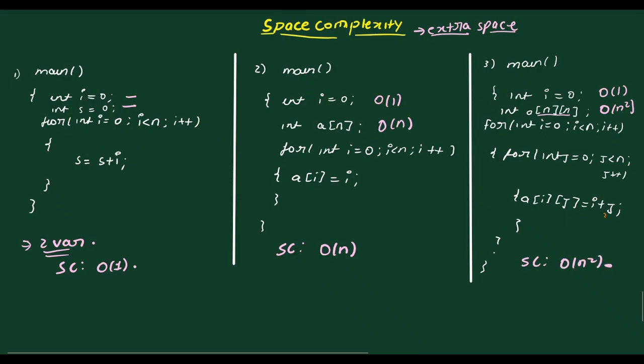Similarly, you can just see the algorithm and track how much extra space you are using, and that will be your answer for space complexity. So this is how you analyze space and time complexity of iterative algorithms.